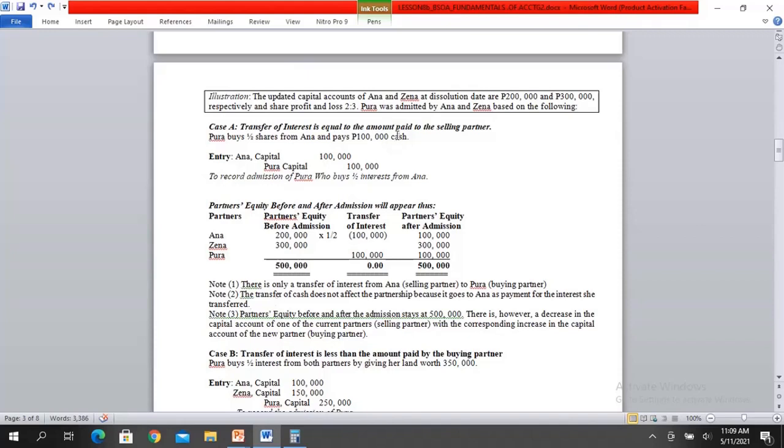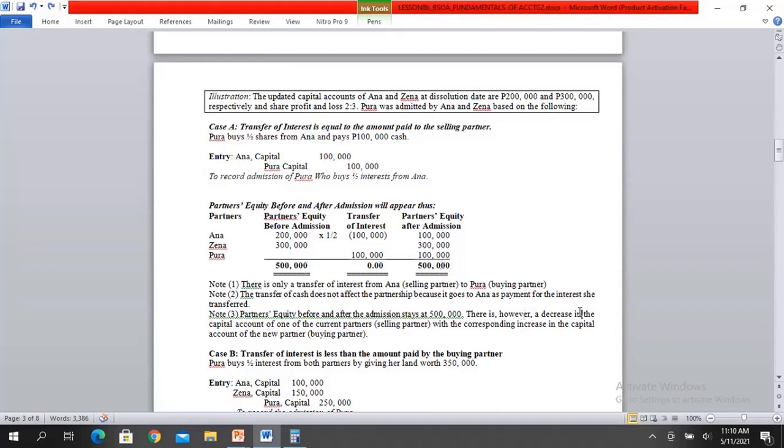So, itong 100,000 nga cash nga sabi natin, hindi ito makakapagbago sa total ng partner's equity. Magbabago lang yung partner's equity ng bawat partner pero yung total hindi. Ayan. Kasi itong cash na to napunta yun kay Ana. Hindi yun napunta sa partnership. Ayan. So, kapalit ng 100,000 na interest na transfer ni Ana kay Pura is yung 100,000 na cash na napunta kay Ana. Pero hindi napunta sa partnership. Ayan. So, note number 3. Partner's equity before and after admission stays at 500,000. Sabi nga natin, walang nagbago.